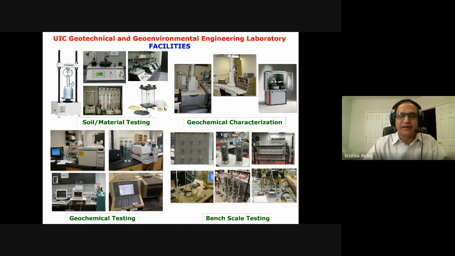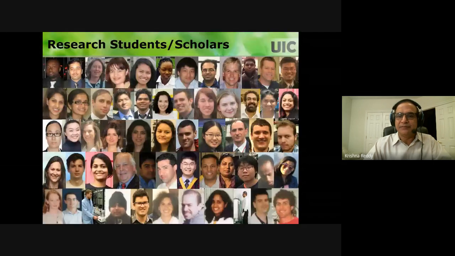I do a lot of experimental research. This is my lab and this is my equipment. We have a lot of material testing equipment, and I work not only on the mechanical side but also the chemical side. I have geochemical testing equipment, and we can create bench scale models to do whatever we want for our projects.